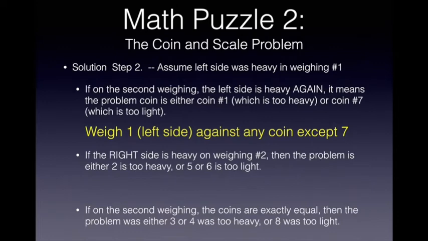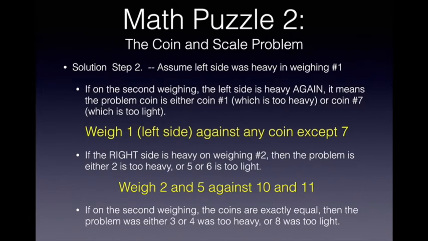Okay, let's say instead of that happening, we assumed we got the left side heavy on weighing number 1, and this time the right side is heavy on weighing number 2. Well, now we know, just as I said before, the problem coin is one of the coins we swapped. Either coin number 2 is too heavy, or 5 or 6 is too light. So we have 3 possible problem coins. How do we solve the issue?